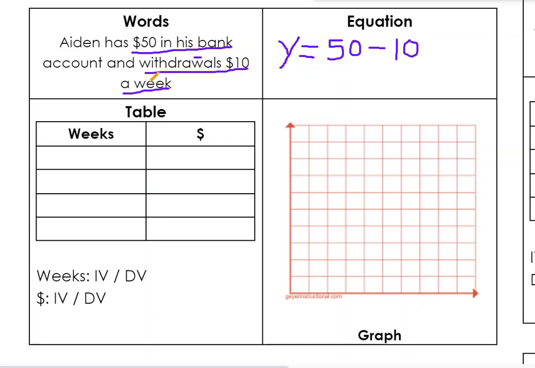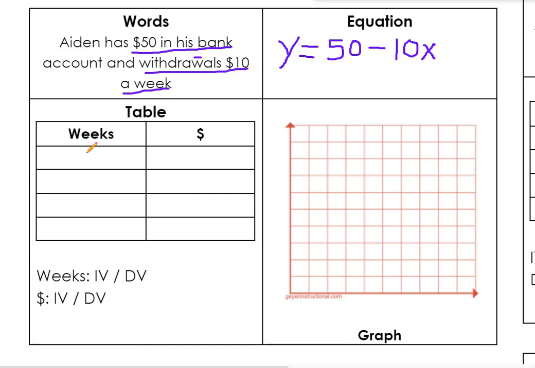We don't know how many weeks, right? So since we don't know how many weeks he's withdrawing this for, that is our x. That can change. We can do it for 0 weeks. We can do it for 2 weeks, right? That's going to change as our variable. All right, so we have our equation.